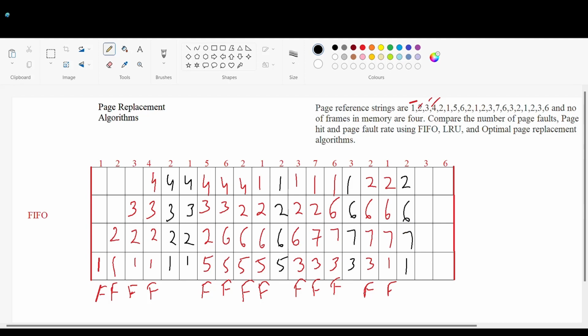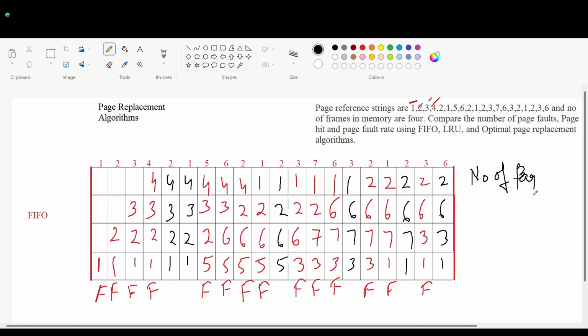Now 3. We need to replace a page. Which page should be replaced now? 7 is the oldest one. See here, 7 is the oldest one. So 7 will be replaced by 3. So 3, 6, 2 and 1. This is also a page fault. Now the next page is 6. 6 is already there, so no need to replace a page. So how many page faults are there in this question?